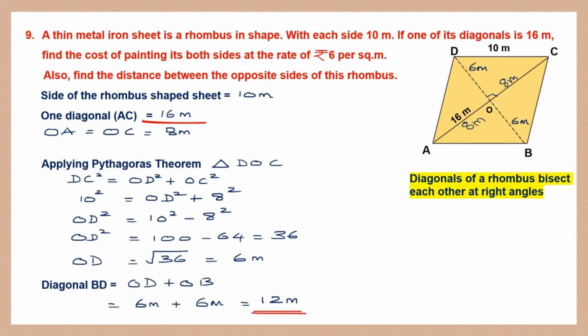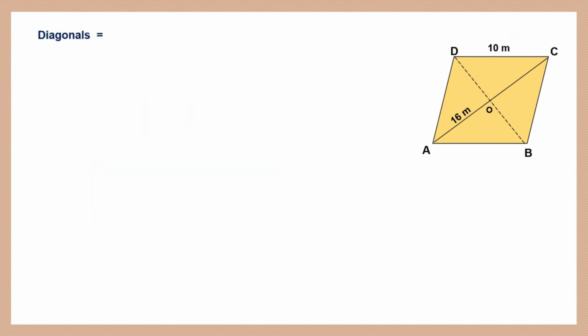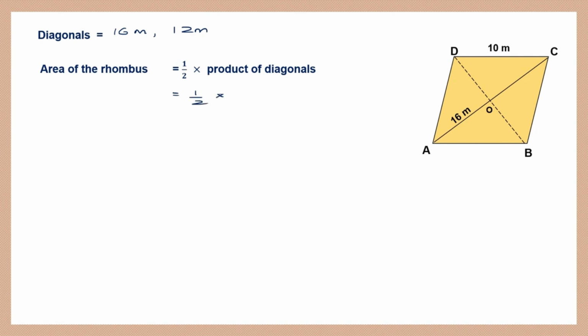Now since we have both the diagonals, we can find the area. So let's go ahead and find the area of this rhombus. Now that we know the measurement of the diagonals, one is 16 meters and the other is 12 meters, we can find the area of the rhombus: half into product of diagonals. So that is 1 by 2 into product, 16 meters into 12 meters.